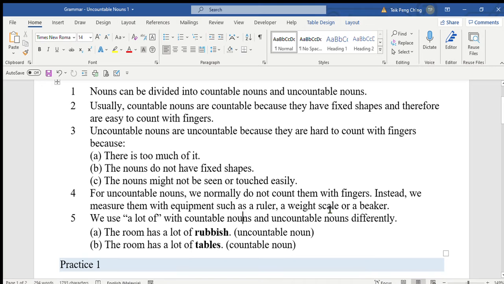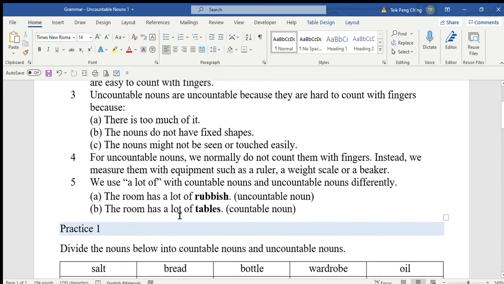A weight scale is like penimbang berat, or a beaker, okay? Beaker tu alat-alat untuk sukat air, okay? Now, look at number 5. We use a lot of with countable nouns and uncountable nouns differently. Differently maksudnya dengan cara yang berlainan.